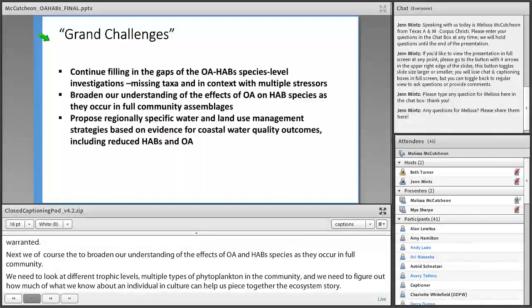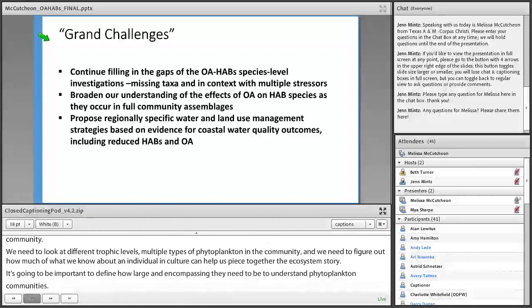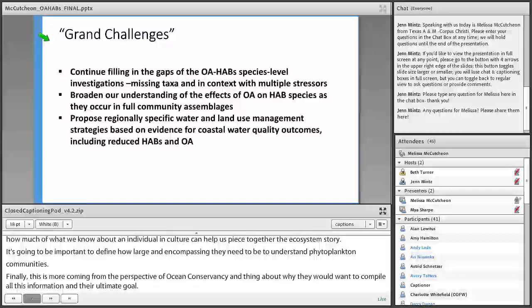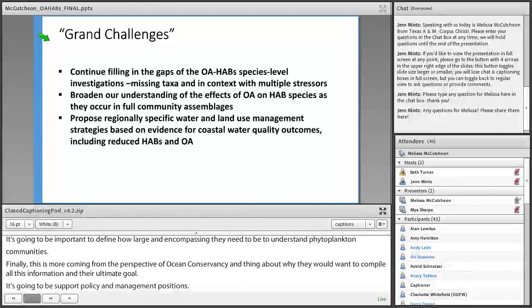And then finally, this is more coming from the perspective of Ocean Conservancy and thinking about why they would really want me to compile all of this information and their ultimate goal. It's going to be to support policy and management positions. And so, we need to be able to propose regionally specific water and land use management strategies based on evidence for coastal water quality outcomes, including HABs and OA. And so, first we need to be able to get to the point that we're able to propose these regionally specific management strategies.